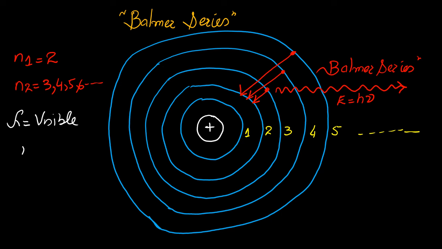And the wavelength of Balmer series in hydrogen atom is in the range of 380 nanometer to 700 nanometer, which is the wavelength of visible electromagnetic radiation. So this is all about Balmer series. In Balmer series, an electron from a higher energy level will jump into the second energy level. And during the jump of an electron from any higher energy level into the second energy level, a series of electromagnetic radiations will be produced. And these series of electromagnetic radiations are known as Balmer series.